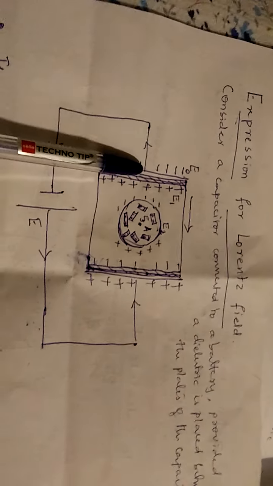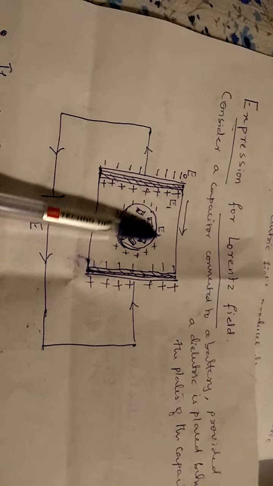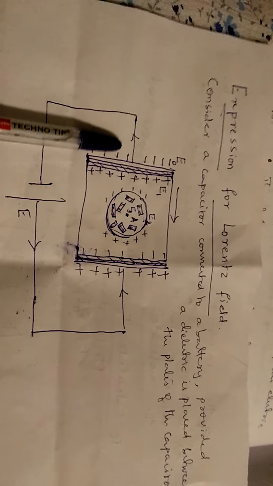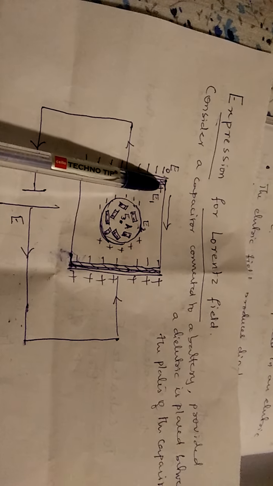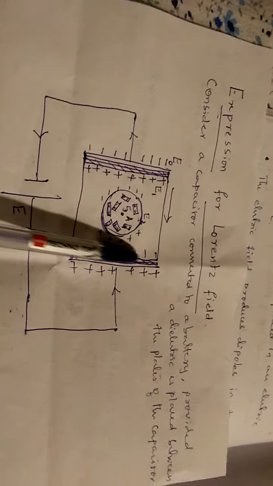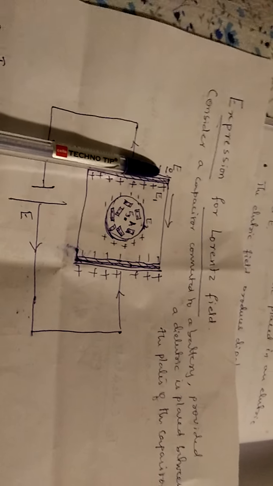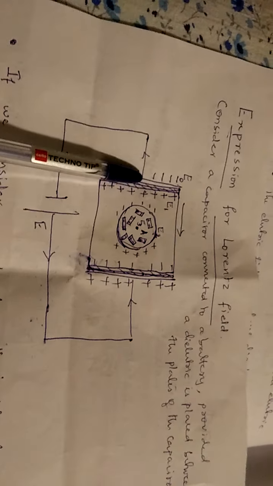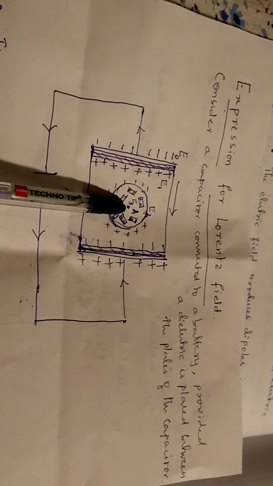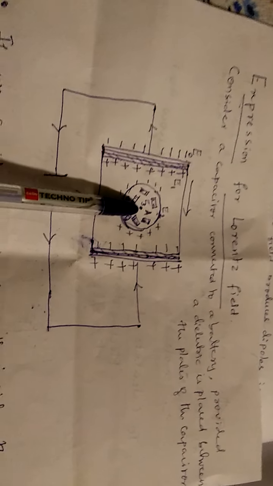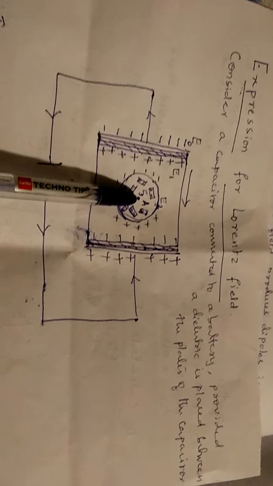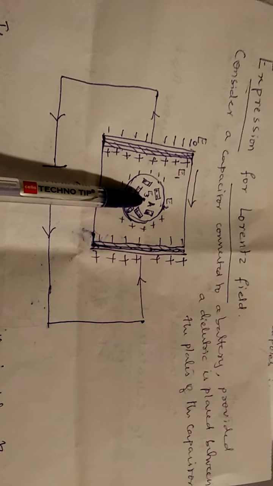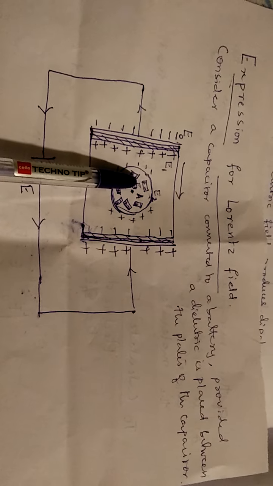We know that whenever there is no dielectric, the electric field produced by the charges residing on the capacitor is E naught. Now let us consider a molecule A well inside the dielectric material. So this molecule experiences four electric fields.